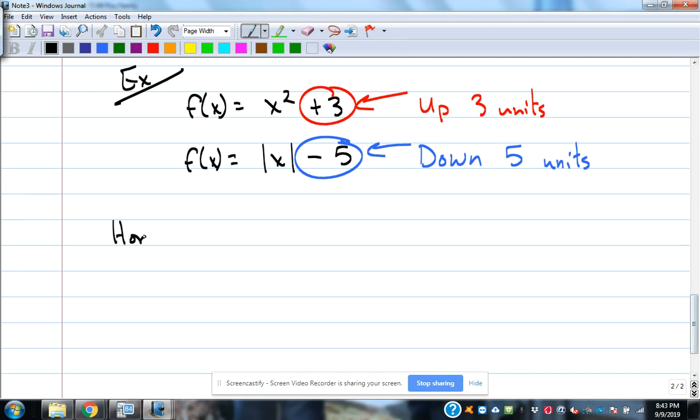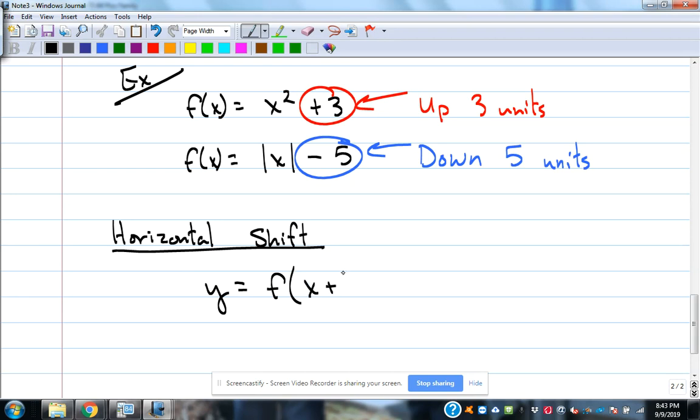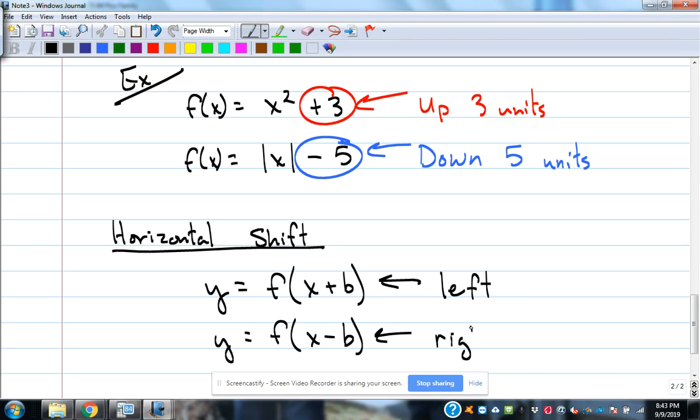A horizontal shift. Take the function and you add something on the inside. So we'll say plus b. That moves it to the left. You take the original function and you subtract on the inside. That moves it to the right.